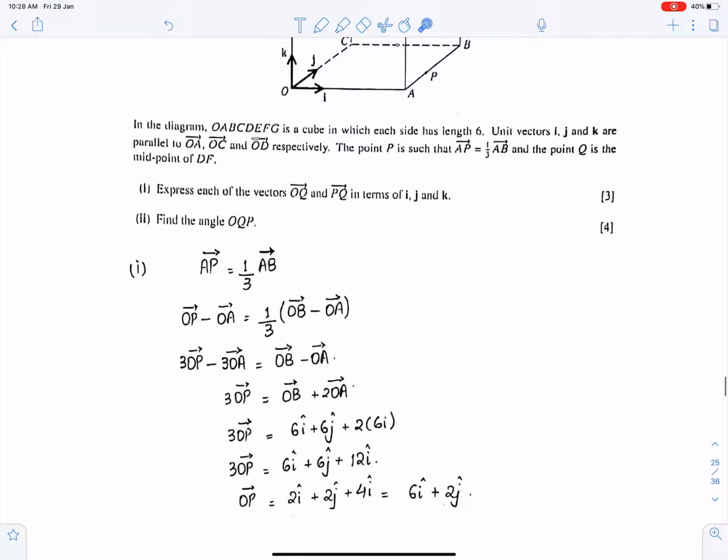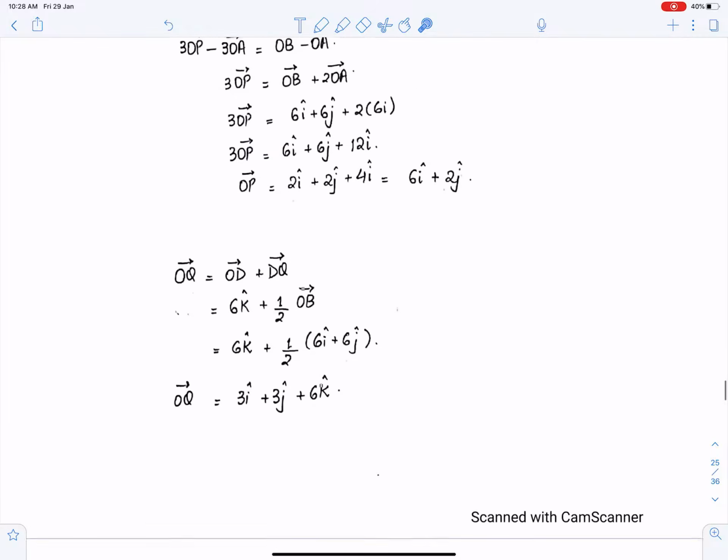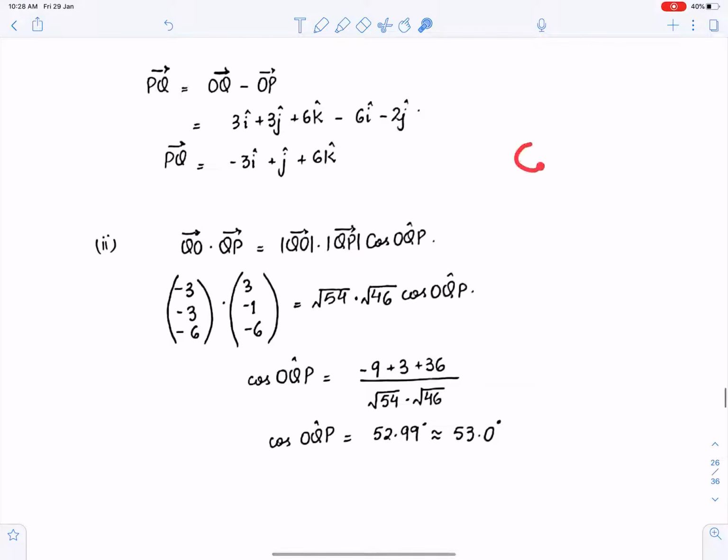This is the dot product question. This one, OQP. So you will write this as QO dot QP. See the solution. We need this angle OQP. So write QO dot QP, which equals QO times QP times cos OQP. This is vector QO, this is vector QP, and this is the magnitude of QO. This is the magnitude of QP, and this is the angle.